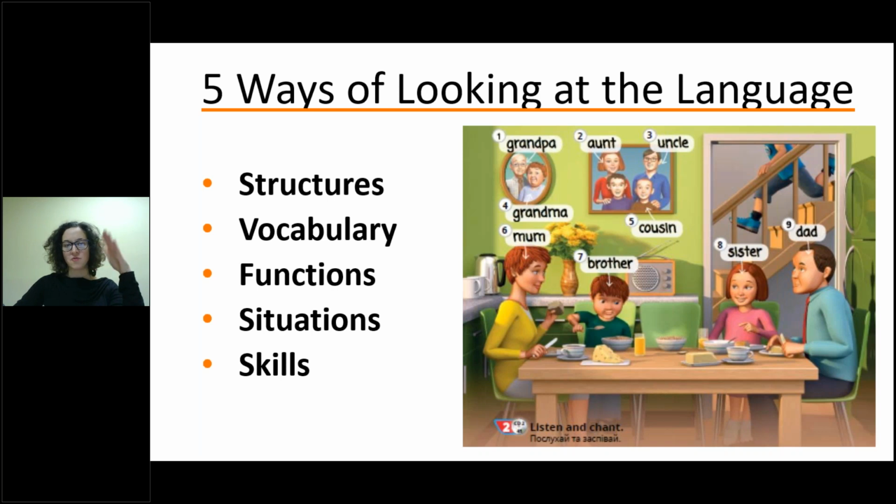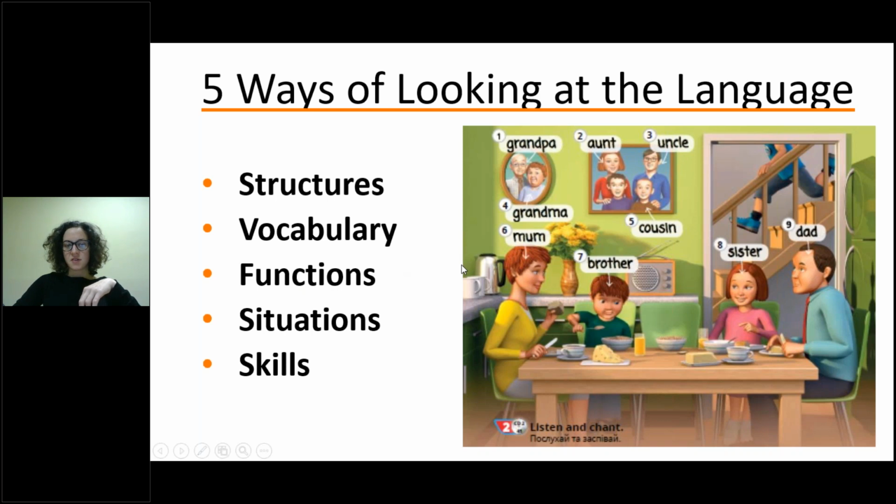Talking about how to use visuals, there are five ways of looking at the language: structures, vocabulary, functions, situations, and skills. And we can use visuals for structures. First, the mother is sitting at the table. She is eating, I guess it's cheese. Everybody is eating cheese, right? So she's eating cheese. Then vocabulary: mom, brother, cousin, and so on. We can just name green, round, square, and so on. Or clothes. We can just name all the words we can see in the picture.